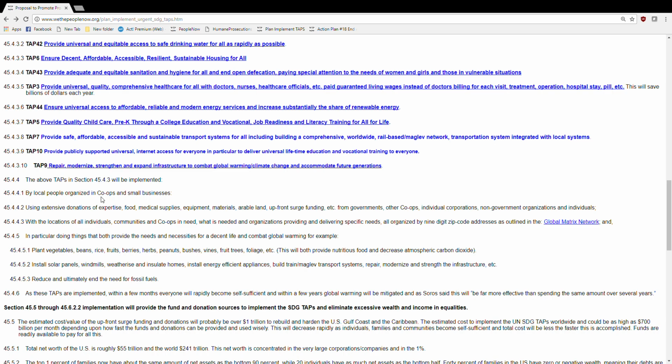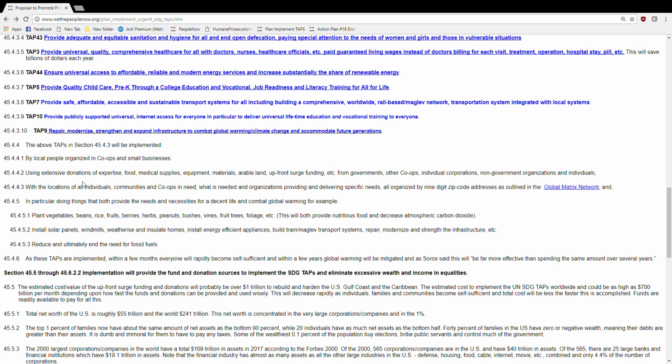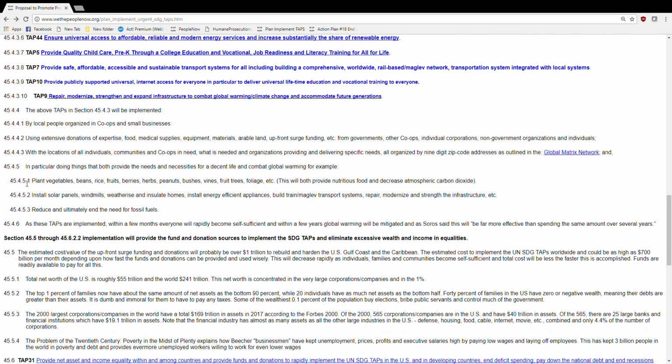And the one thing here that's important, we will use 9-digit zip codes in the United States that will show the location of individuals, communities, and co-ops, what is needed in a certain 9-digit zip code, and the organizations providing and delivering specific needs to that zip code. You'll have the addresses with it, but the addresses are tougher because there's probably 10,000 Main Streets in the world. So you need to have something the computer can use, and the idea is to have specific numbers of the areas. And the best thing I've found that works is zip codes. So this talks a little bit more about what you need to do.